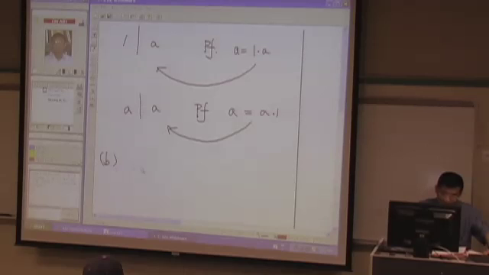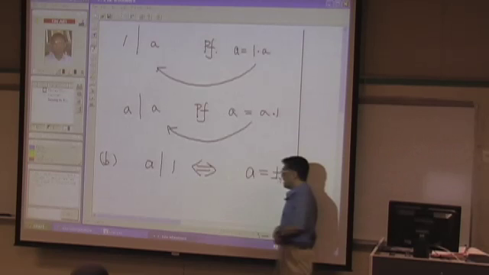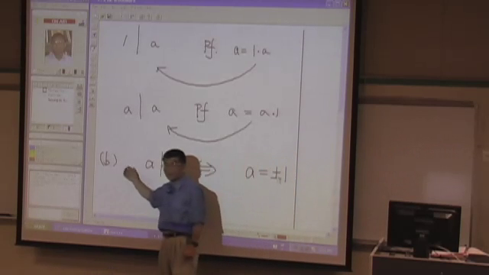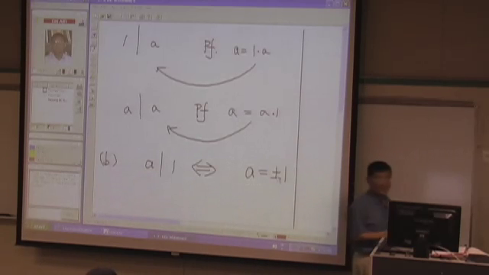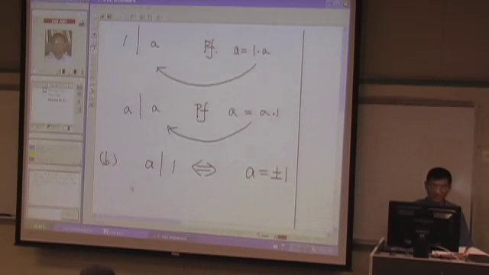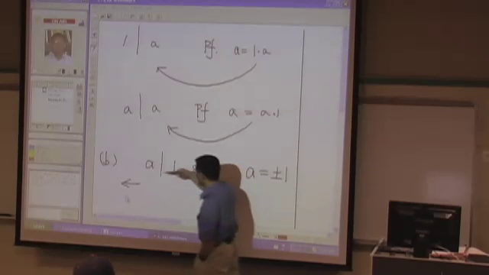Second property is this one. A divides 1 if and only if A is either plus 1 or minus 1. So A divides 1 if A is equal to plus 1 or minus 1. The other direction is easier, so I will prove this direction first. Proof of this direction. This direction is easier.